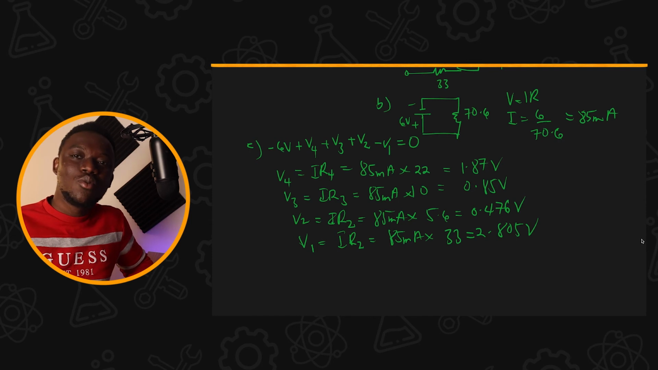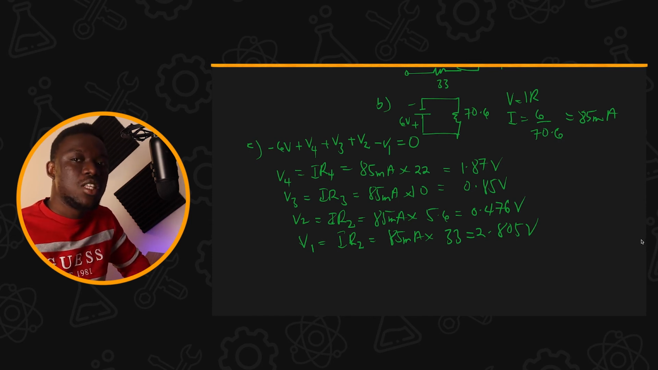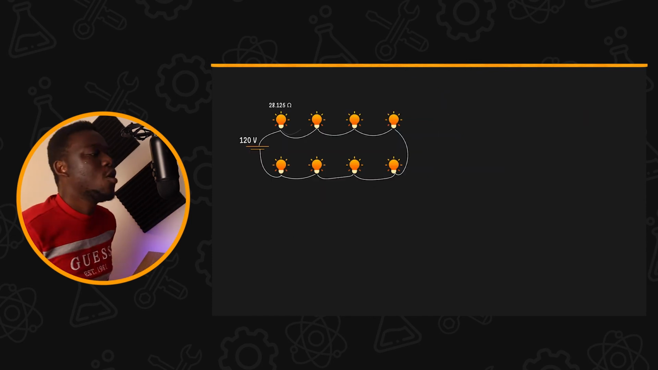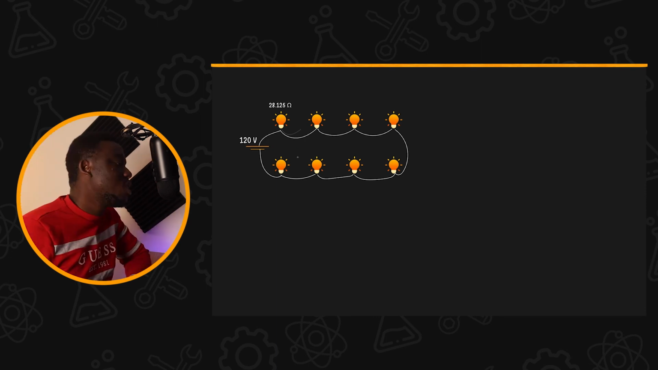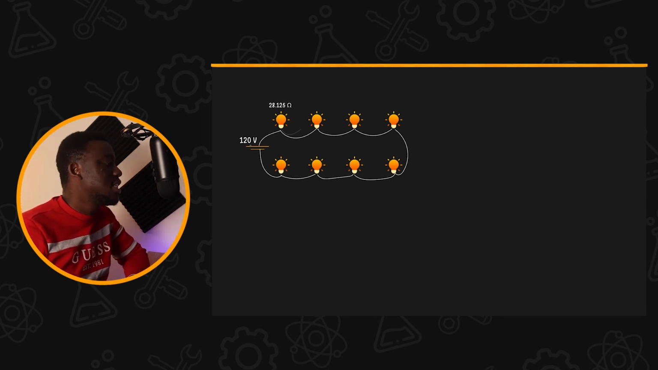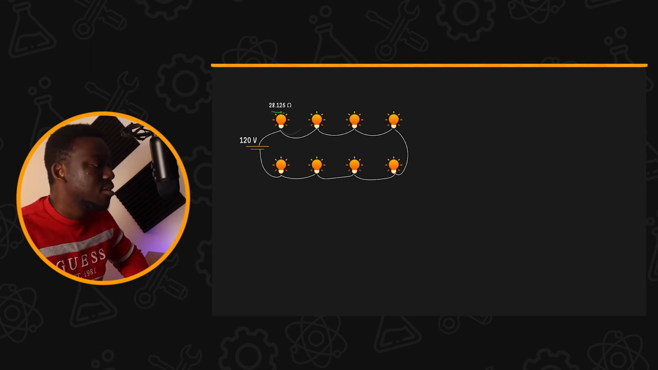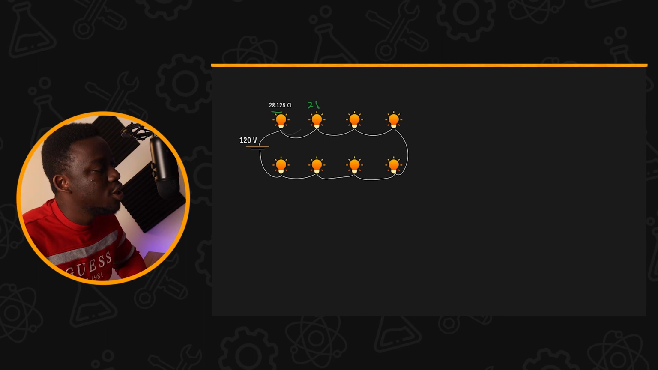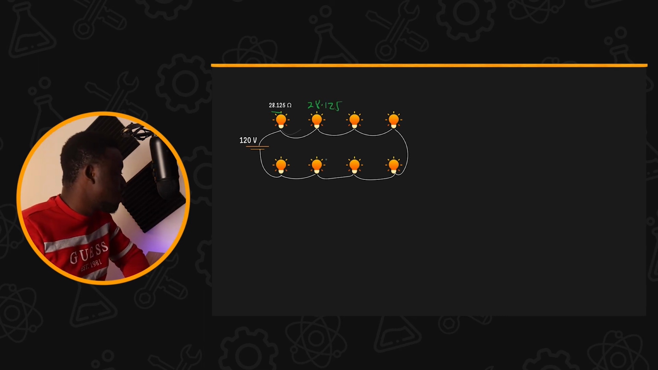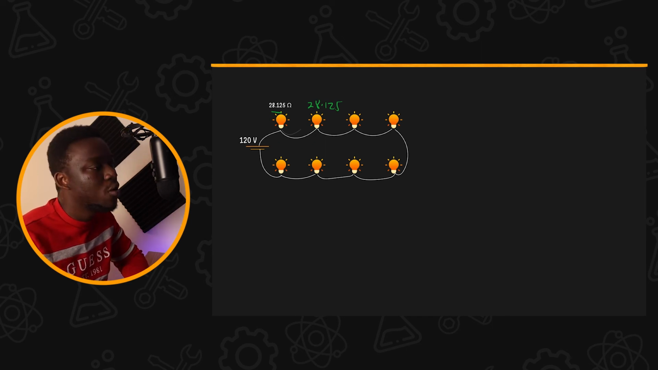So now let's move on to the last question, which among all these is the most practical. All right, so on to the last question, which is my favorite. We have 8 light bulbs connected in series with a 120 volts voltage source, and each light bulb has an equivalent resistance of 28.125 ohms. So for each of them, they all have that. And so basically we're asked to find the current through the bulbs first of all.